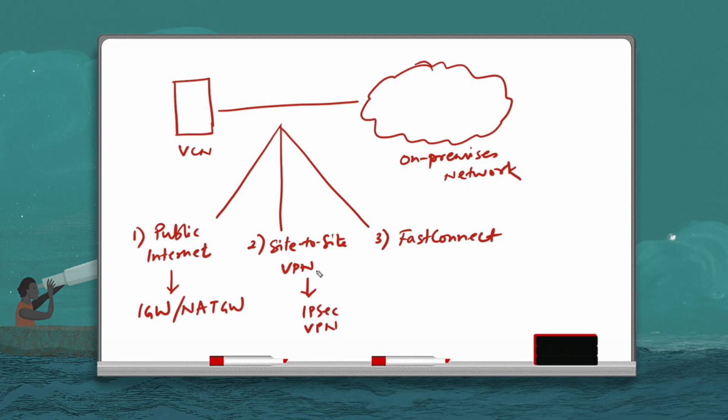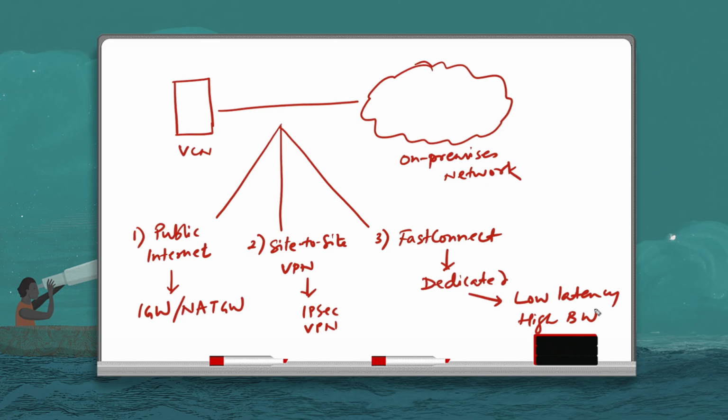But ultimately the traffic traverses over internet. So what it means is there is no throughput guarantee. And in case of Fast Connect, this one is dedicated connectivity. And when I say dedicated connectivity, it implies that you will get low latency and high bandwidth. So these are the options when it comes to VCN connectivity.